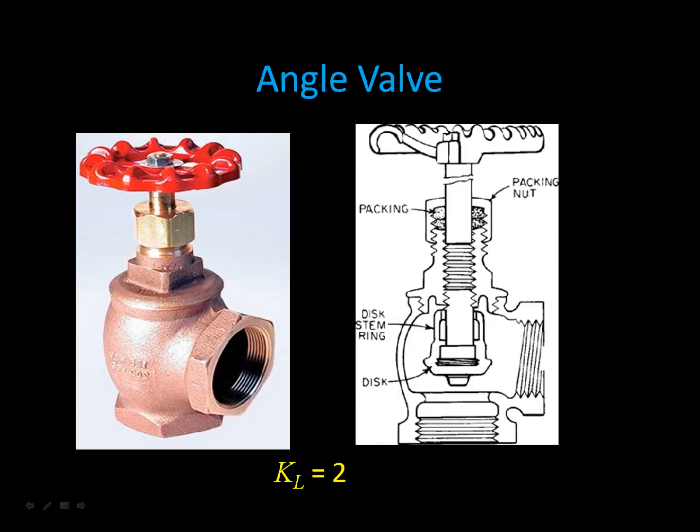Compare this to, say, an angle valve, where the flow is coming up from the bottom and going to the right. It works the same way, where the disc is lowering and closing to change my mass flow rate, but the loss coefficient is much less because I'm not changing the direction twice, I'm just turning it 90 degrees.